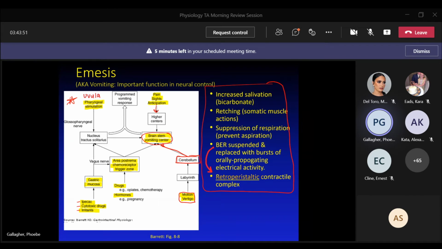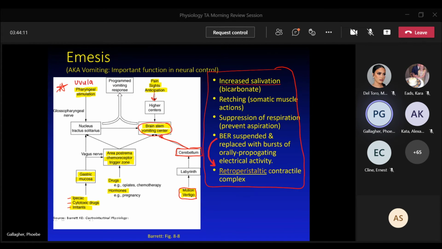I would just know that the brainstem vomiting center is the main thing here, because it's the middleman of all of this. All of this would probably be too much information. However, he does want you to definitely know that prior to throwing up, you want to protect your mouth and your teeth, and so you will increase salivation. Remember, saliva has lots of bicarb in it to minimize acid corrosion, so you will make lots of bicarb before you throw up. You'll also see somatic muscle actions through retching, so dry heaving will lead to retching, and that's prior to throwing up. You do see that.